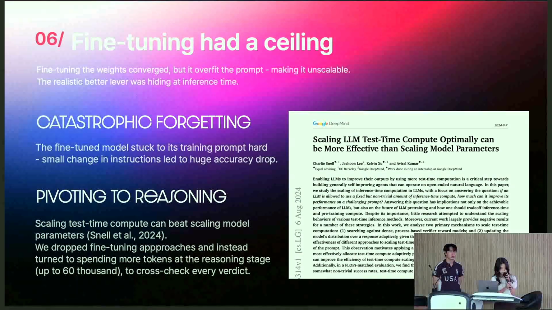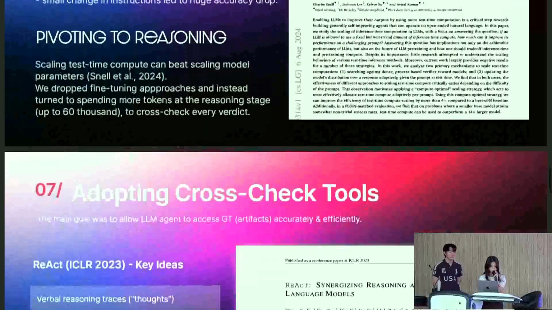Snell and colleagues from prior work showed that scaling test-time compute can beat scaling model parameters. So we decided that instead of fine-tuning the weights, we spent the compute on reasoning, long reasoning up to 60,000 tokens per trajectory, and cross-checking every verdict along the way.